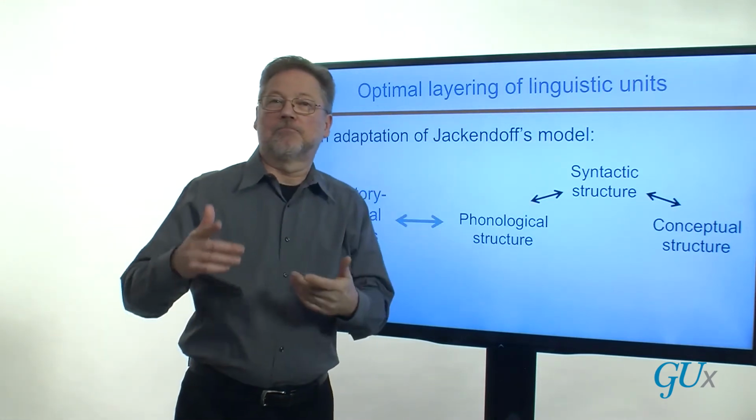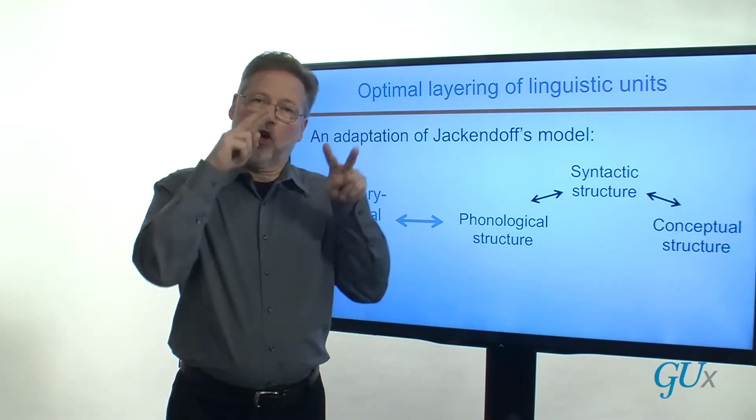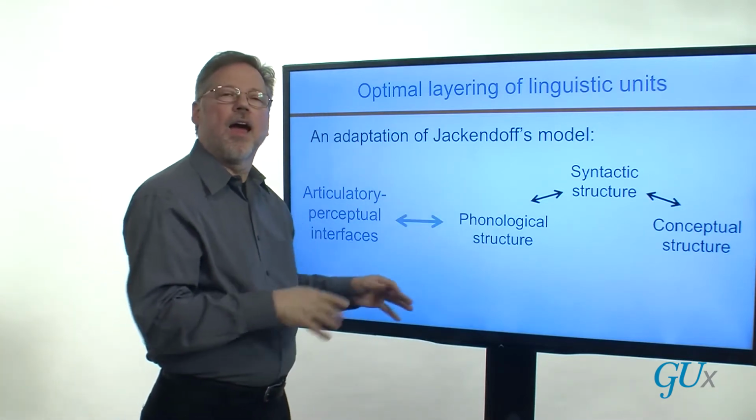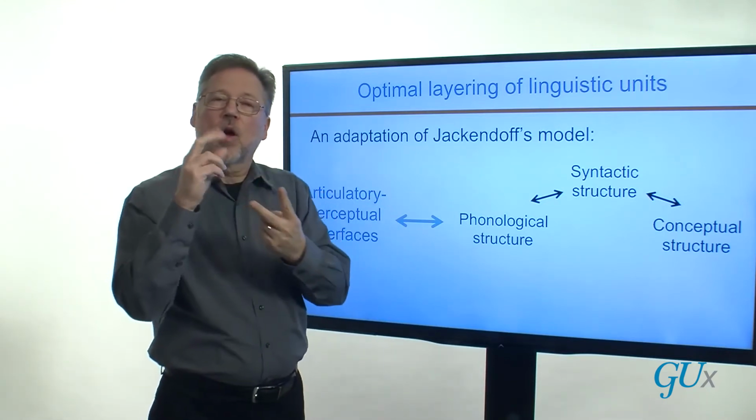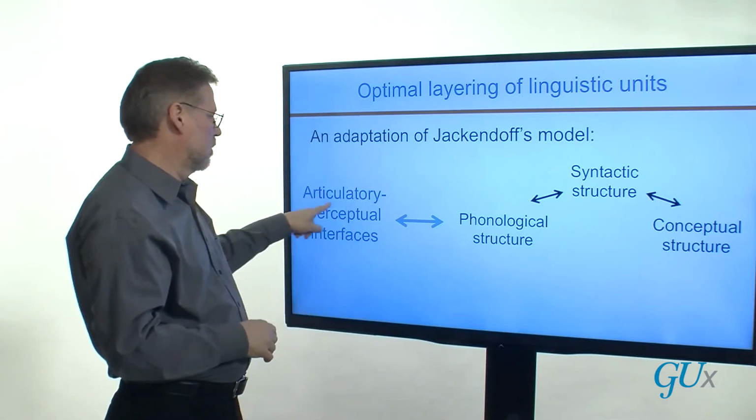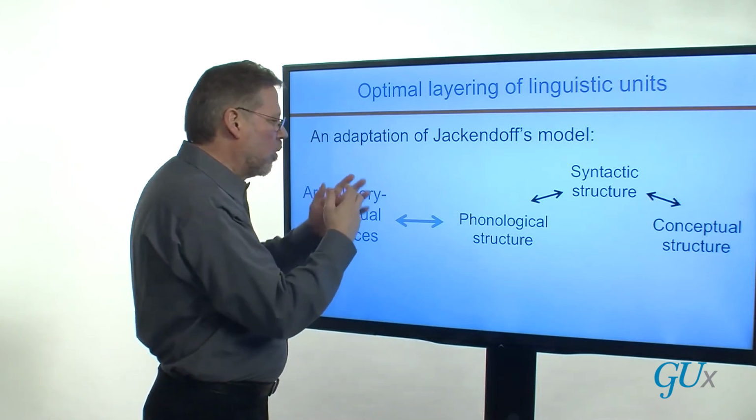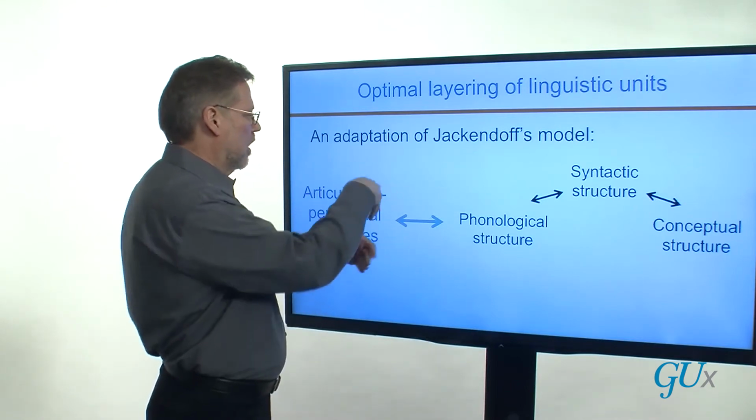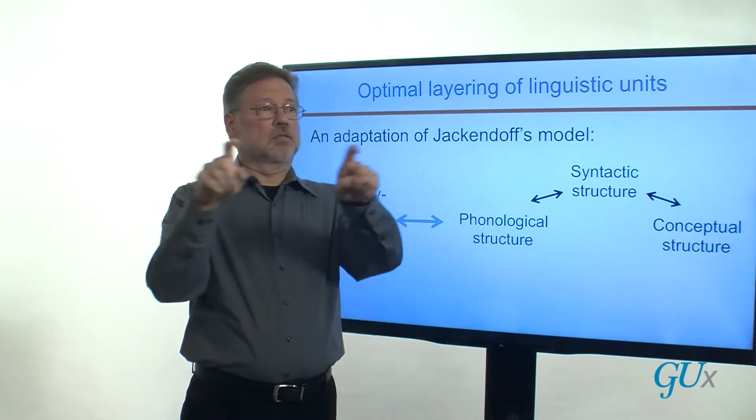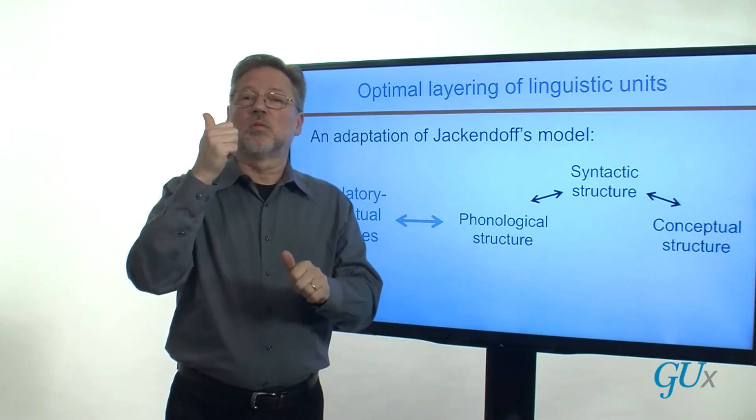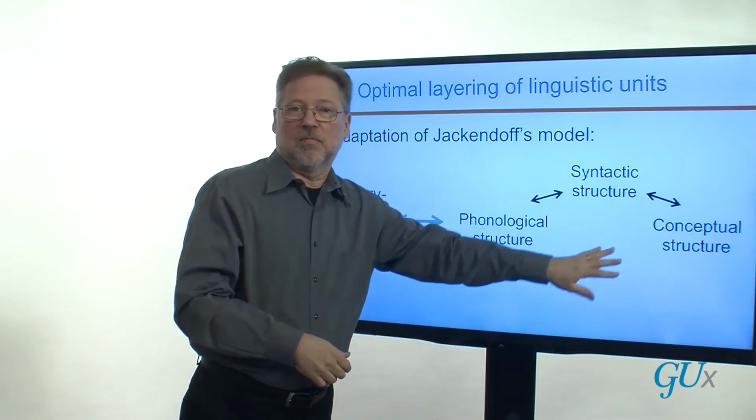For optimal layering of linguistic units, I propose we consider an adaptation to phonological structure in Jackendoff's model that includes which mode the language uses. Visual or auditory, labeled articulatory perceptual interfaces. With that, you can understand phonological rules of either visual or auditory languages within this part of the model. That way people can study the language, and in fact, most people who study signed languages work on phonological structures. Not as many work on syntactic or conceptual structures.